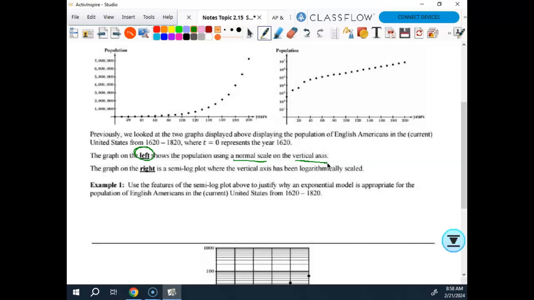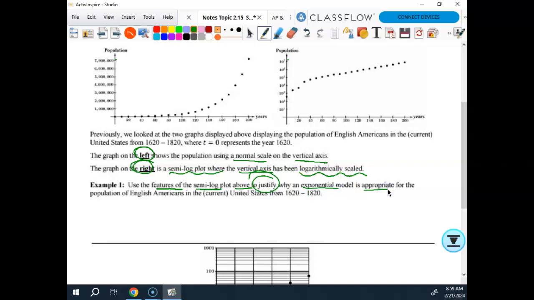You just can't tell it from this graph. So that's why the graph on the right is a semi-log plot where the vertical axis has been logarithmically scaled. Okay, and we're not changing the y values. So this right here, which is at 7 million, this is 10 to the 7th, which is 7 million. Okay, it's just logarithmically scaled. It's just scaled differently. And so this says to use the features of the semi-log plot to justify why an exponential model is appropriate for the population.